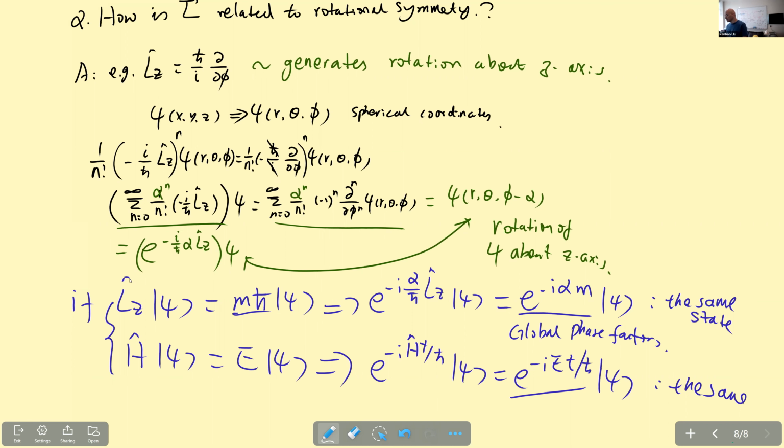So from this, we see the relation between the rotation symmetry and the angular momentum, okay? Right, so that's just a first flavor of this relation between an operator and the symmetry, okay? And similarly, you can do the same thing for the momentum, okay? Right, so we can have more of this.